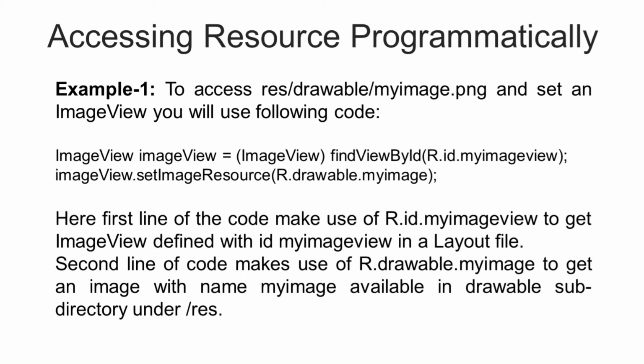And how can I refer to my myimage.png file programmatically? Like R.drawable, which is the directory which contains my image, and then the name of the image. Remember, here we do not write the extension. We have to just write the name of the file, right? So, the first line of code makes use of R.id.myimageview to get the image view defined with id myimageview in a layout, and the second line of code makes use of R.drawable.myimage to get an image with name myimage available in the drawable subdirectory under the resource directory. So, I hope you understand this example.